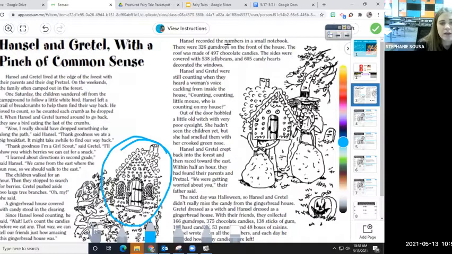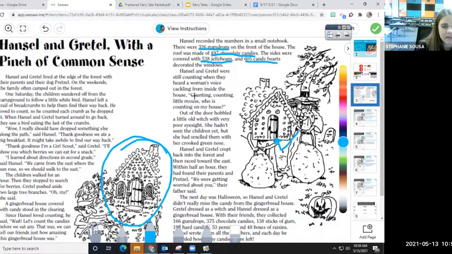Hansel recorded the numbers in a small math notebook. There were 326 gumdrops on the front of the house. The roof was made of 497 chocolate candies. The sides were covered with 538 jelly beans, and 605 candy hearts decorated the windows. Hansel and Gretel were still counting when they heard a woman's voice cackling from inside the house.